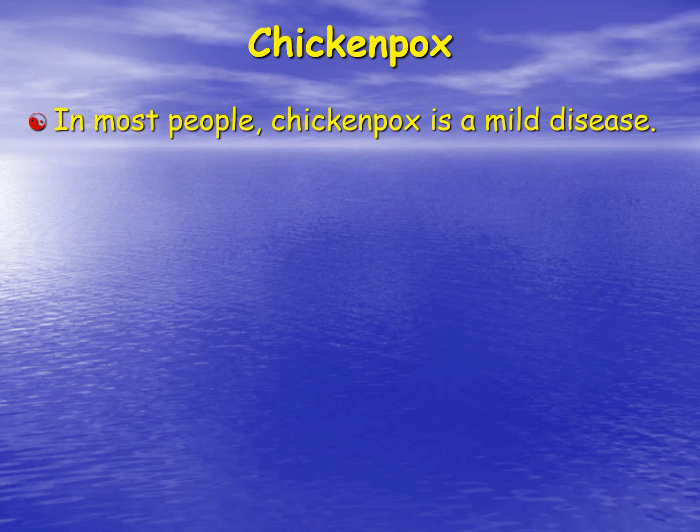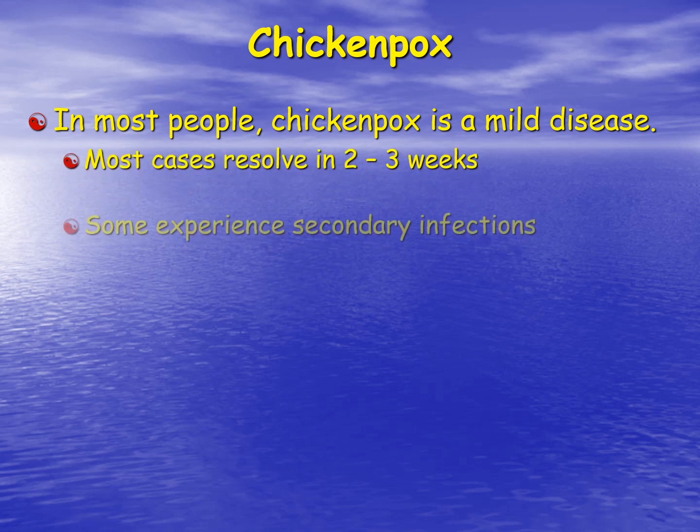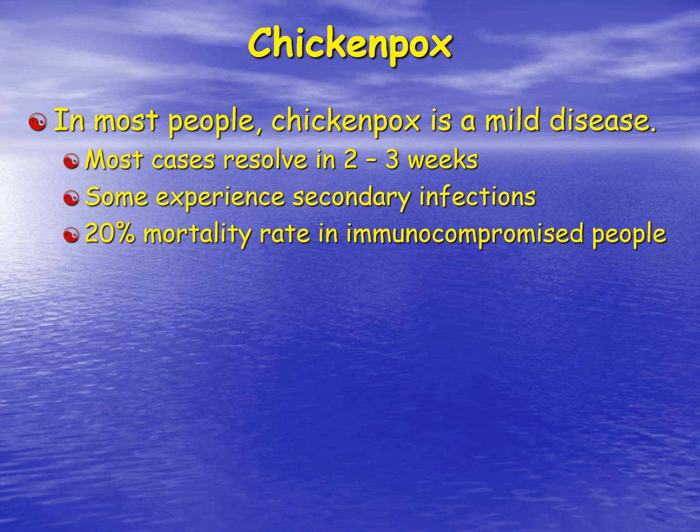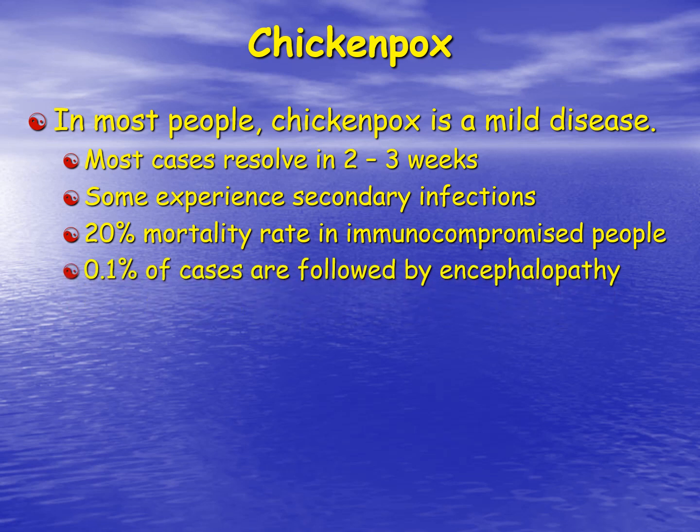Chicken pox, in most individuals, is a relatively mild disease. Most cases of chicken pox resolve in 2 to 3 weeks. Some will experience secondary infections from the excoriation of the lesions, meaning that they scratch and break them open, and then cause secondary bacterial infections. Chickenpox carries a 20% mortality rate in immune-compromised individuals, and about 0.1% of all cases are followed by an encephalopathy, a swelling of the brain.